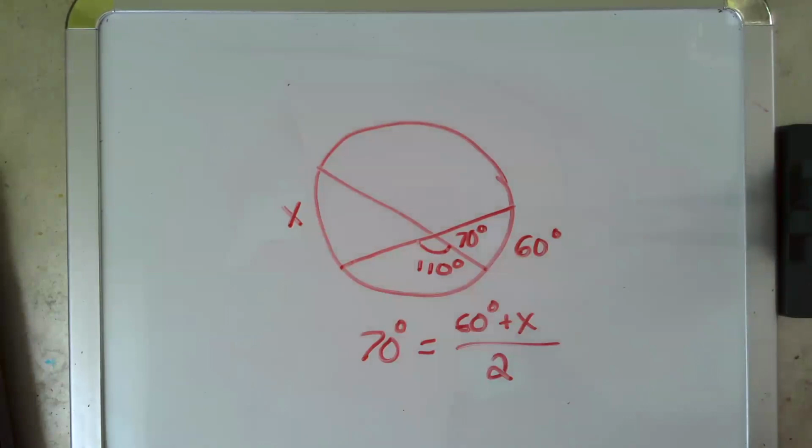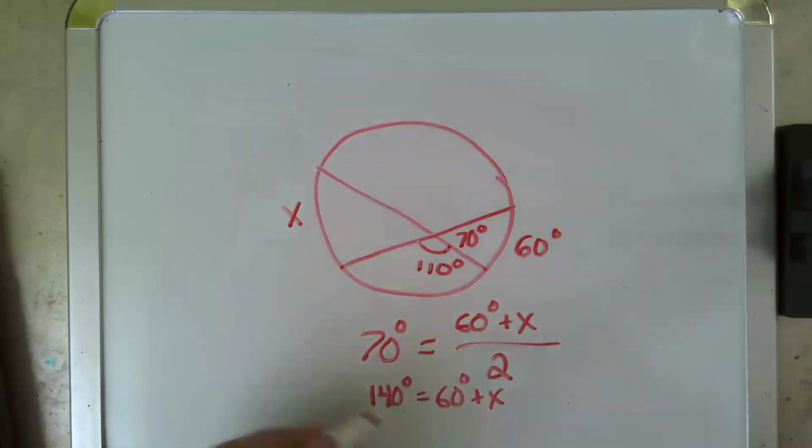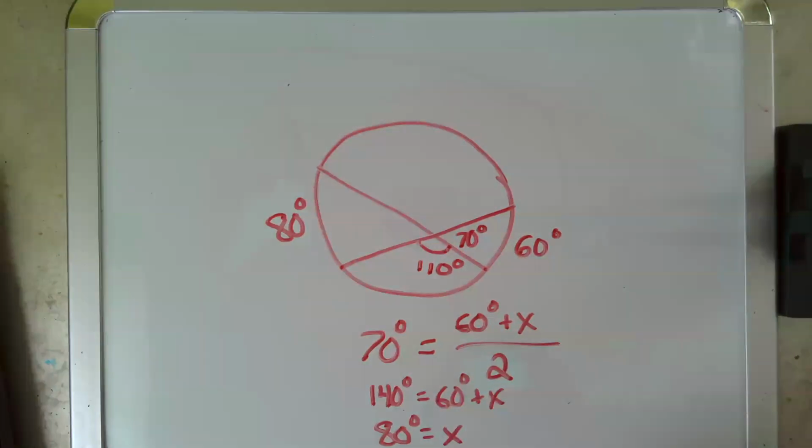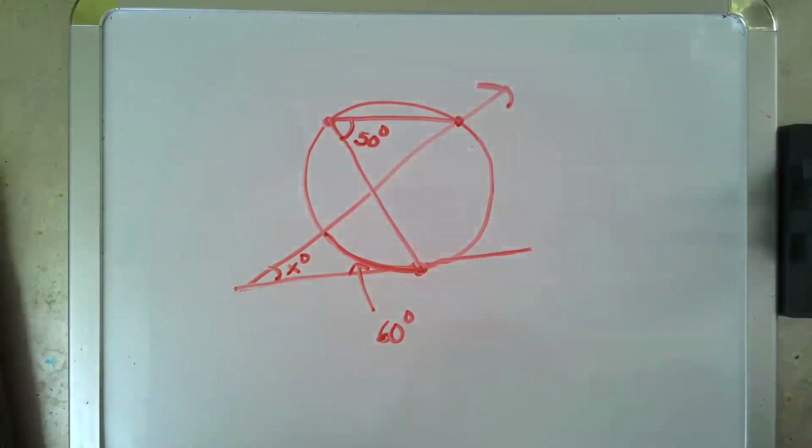70 degrees equals 60 degrees plus x degrees over 2. Multiply by 2, subtract 60 from both sides, and I find out the value of x is 80 degrees. All right, so that's how to use something like that. Let's take a look at another example. So let's say I'm looking at this picture.